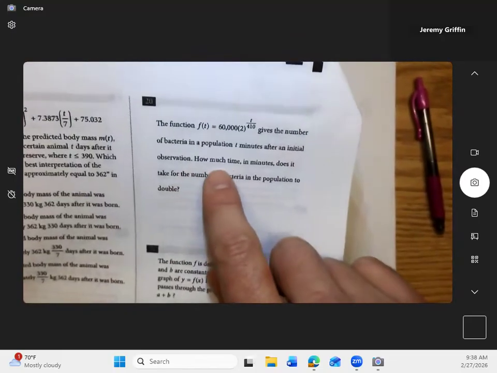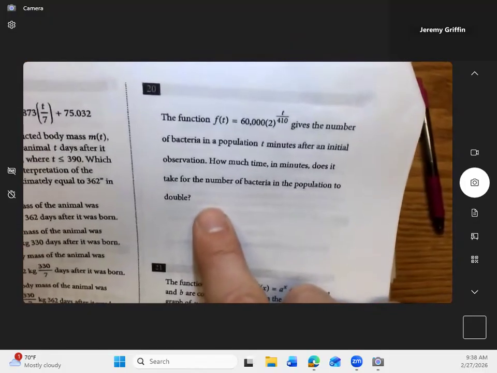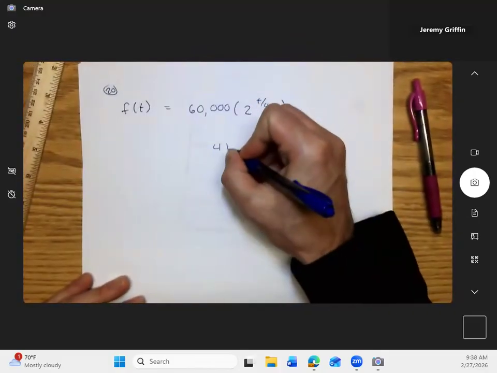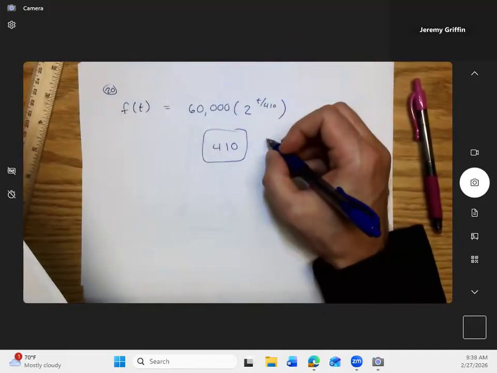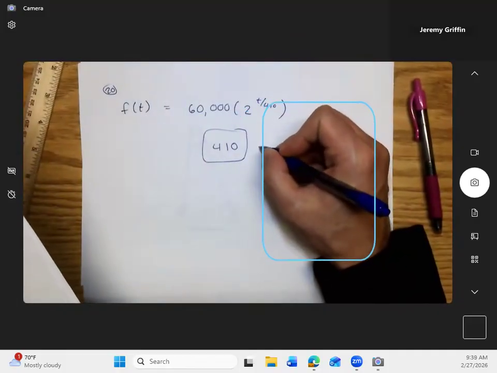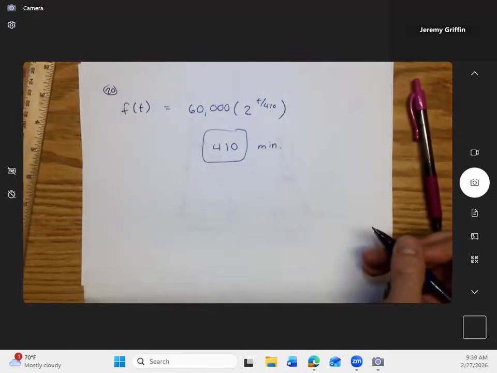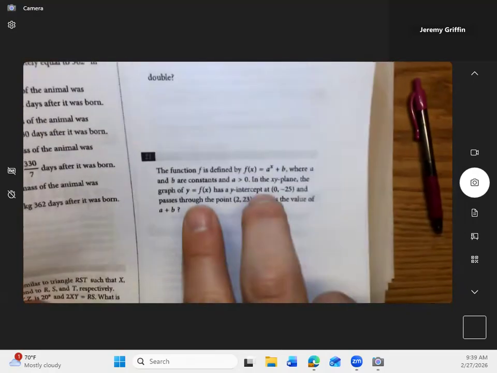T minutes after initial observation. How much time does it take for the population to double? Oh, yeah, that's what they asked. 410. So the answer is 410. What is the time unit? Minutes. Sorry, the time unit's minutes. I forget what I was saying. But yeah, you had to write 410. Just 410. Okay, so how many minutes? All right, number 21.